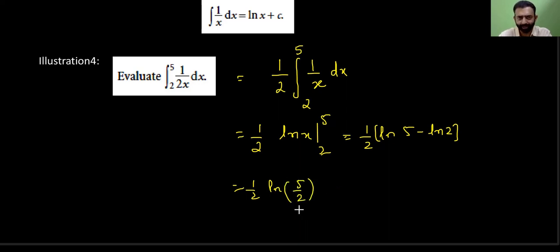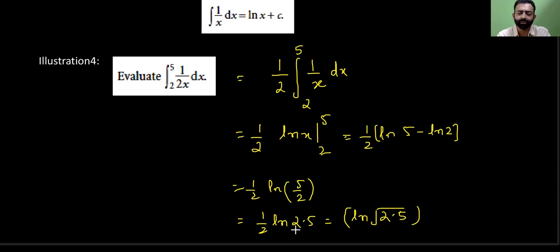You can reduce this further: this is half ln 2.5, or simply ln of the square root of 2.5. Anyway, you can leave the answer like this. Now, the next thing is that, as we know, the integral of 1 upon x dx is log x plus c.